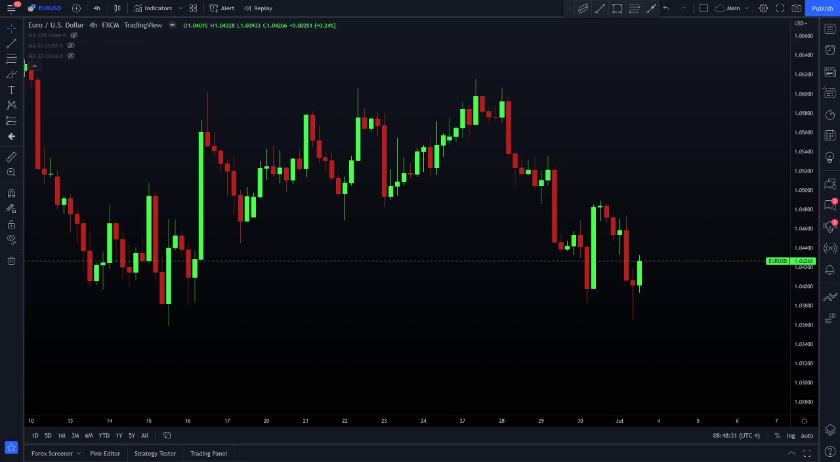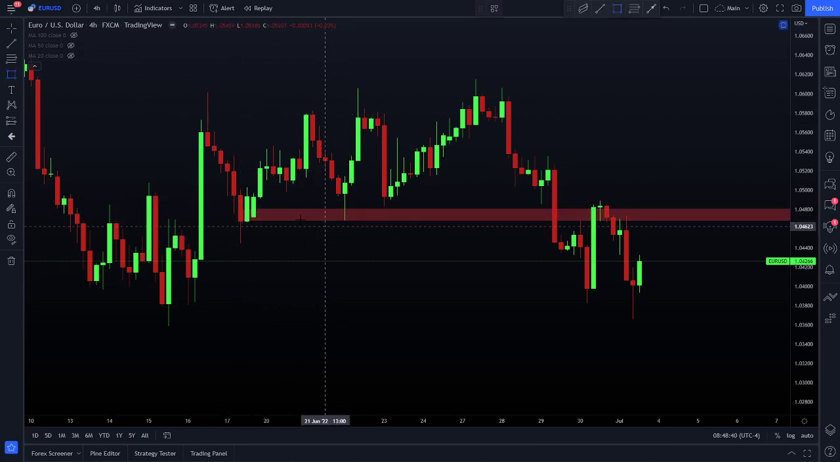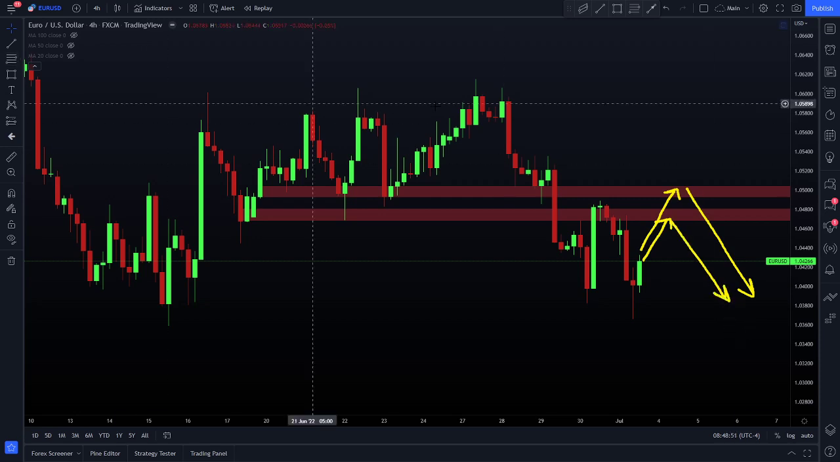So where would I look for a possibility to get short again? Well, possibly looking for a nice rebound to this zone here, this zone here. So somewhere in this neck of the woods could be actually an interesting point to look for some short side, in my personal opinion. So if we get that this week, there may be that chance.